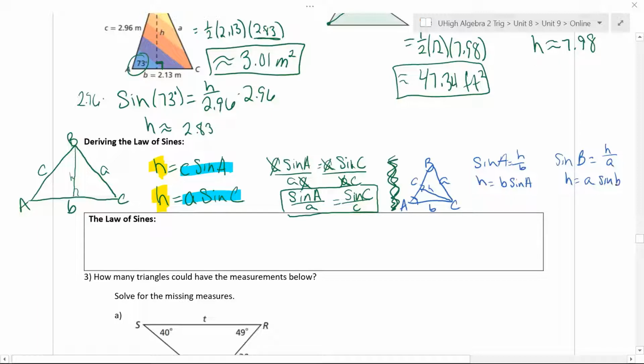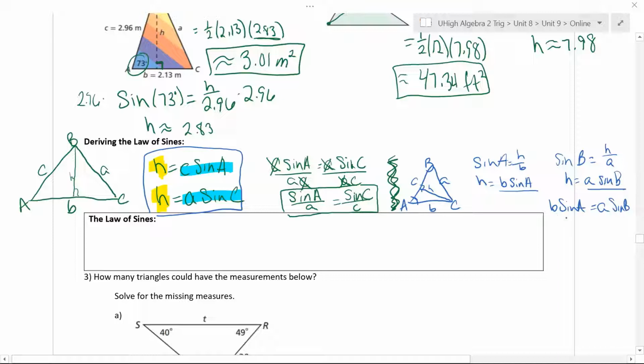If you notice, this is very similar to what we had over here with A and C. So if I set these two h values equal to one another, I get that b times the sine of A equals a times the sine of B.